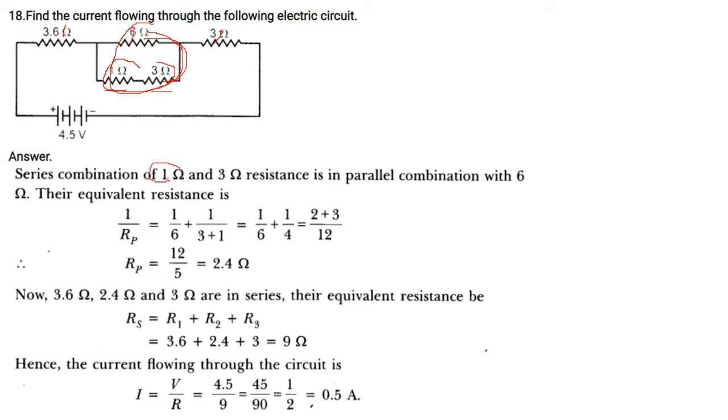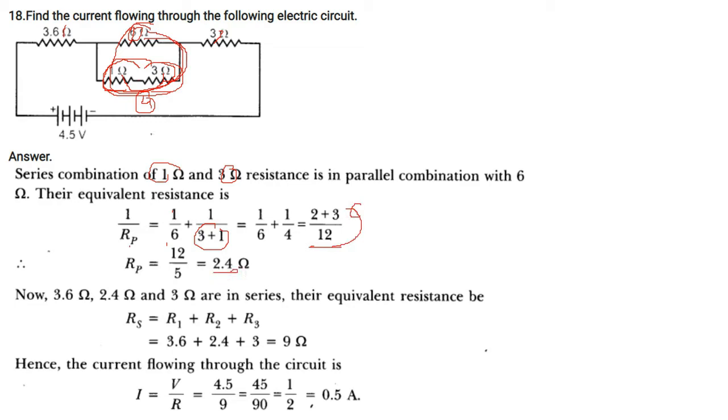1 ohm and 3 ohm are in series, so this will be simply 3 plus 1. So R1 plus R2 is the combined resistance. So it will be 4. Now this 6 and this 4 are in parallel. So the resultant will be 1 by Rp equal to 1 by 6 plus 1 by 4. So this becomes, we have to take the reciprocal, 2.4 ohm.